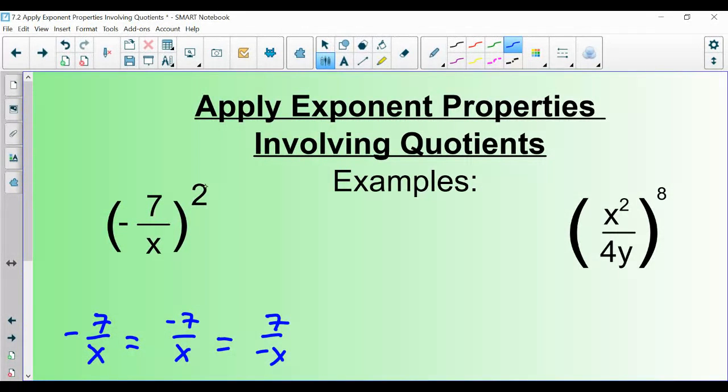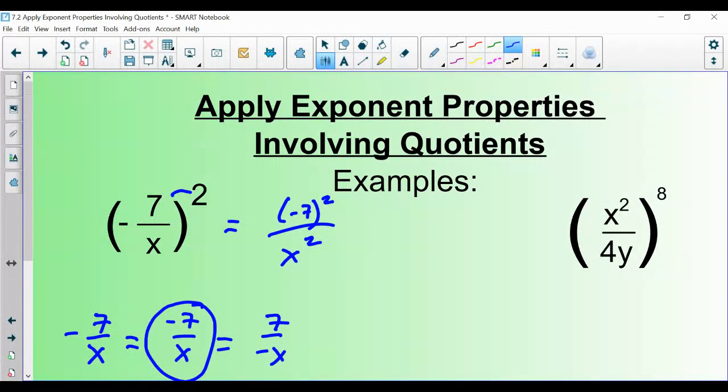So, which of these would I like to utilize the most when I have this problem? It actually makes a lot of sense to use this one. So if I write this, remember the exponent has to be applied to both the numerator and the denominator. I could write this as negative 7 to the 2nd over x to the 2nd.